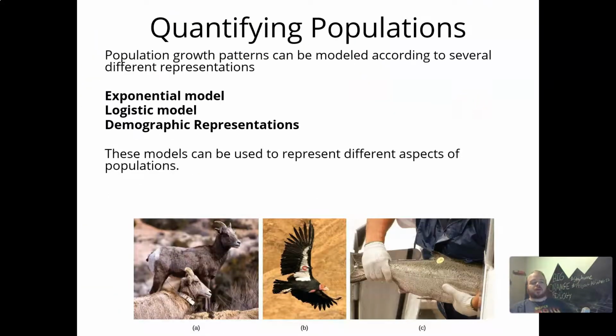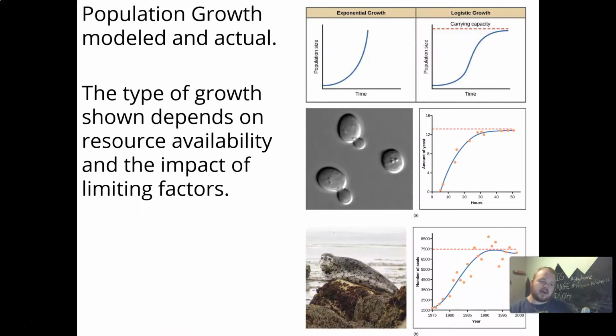Now, quantifying populations is kind of challenging, but there are three ways to look at it. Population growth patterns can be modeled according to several different representations. There's the exponential model, the logistic model, and the demographic model. Now, bear with me, you're going to see yet another exponential graph in the month of March. I know we've seen very many exponential graphs right now, but let's talk about it. Population growth can be modeled and actual. The type of data depends on the resource availability and the impact of limiting factors.